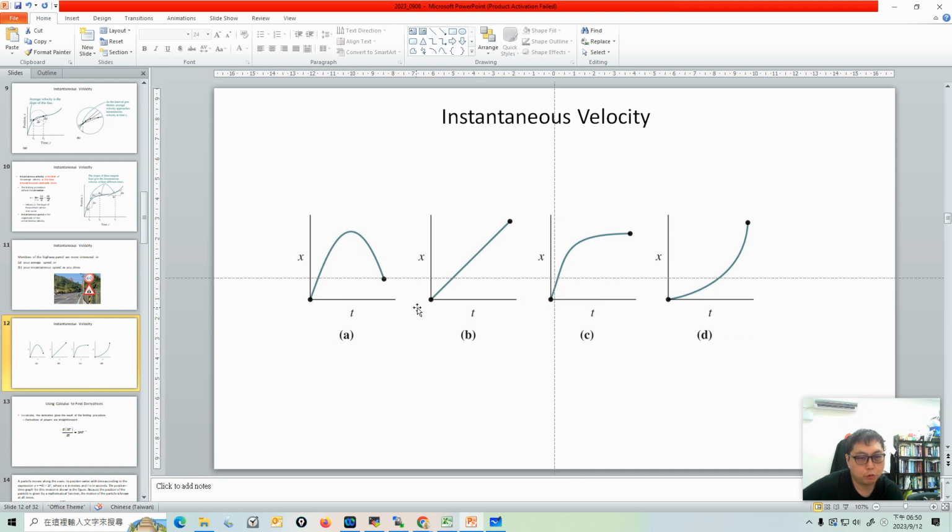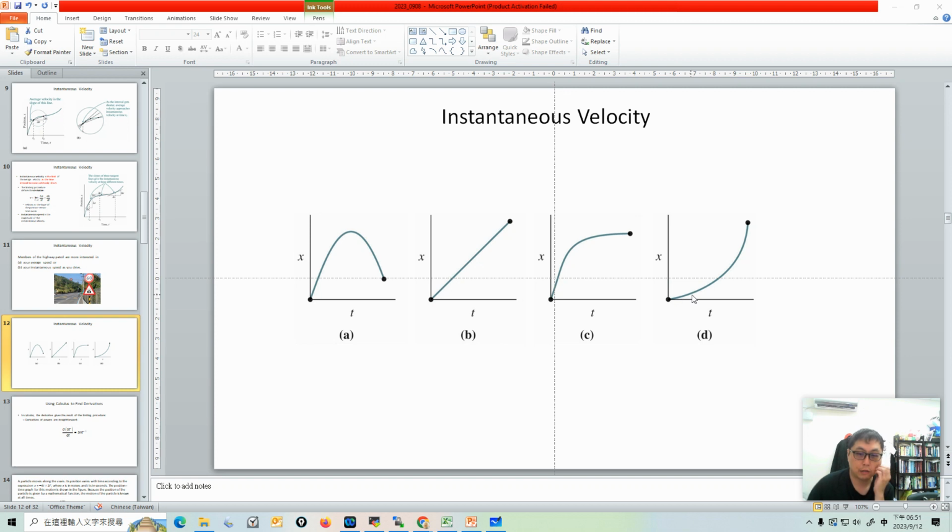For example, which motion is speeding up, which is slowing down, which is constant velocity motion, and which one is reverse motion? Can you judge them by the xt diagram? Okay, start from the rightmost one. You see the curve is going up. What's the variation of velocity?